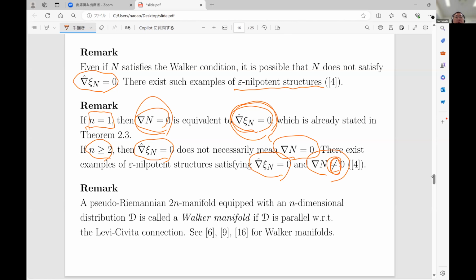The Walker condition is derived from the definition of Walker manifolds. A pseudo-Riemannian 2n-manifold, an even-dimensional manifold, equipped with an n-dimensional distribution D, is called a Walker manifold if D is parallel with respect to the Levi-Civita connection.